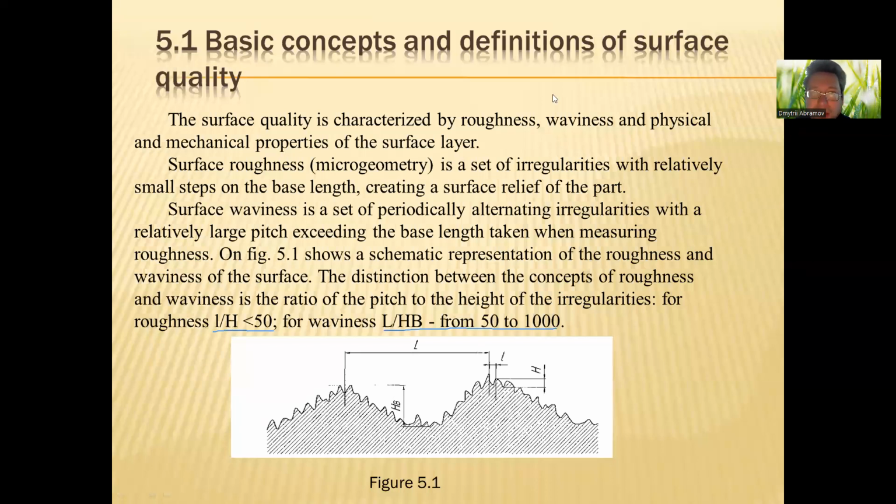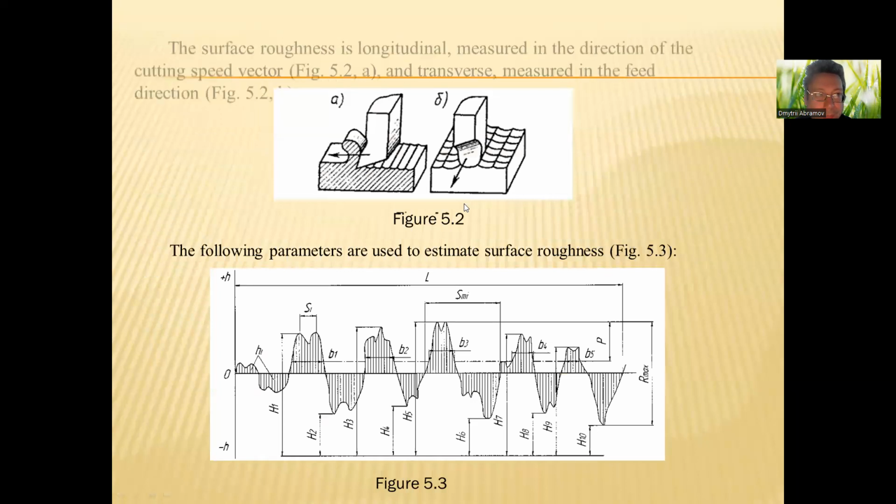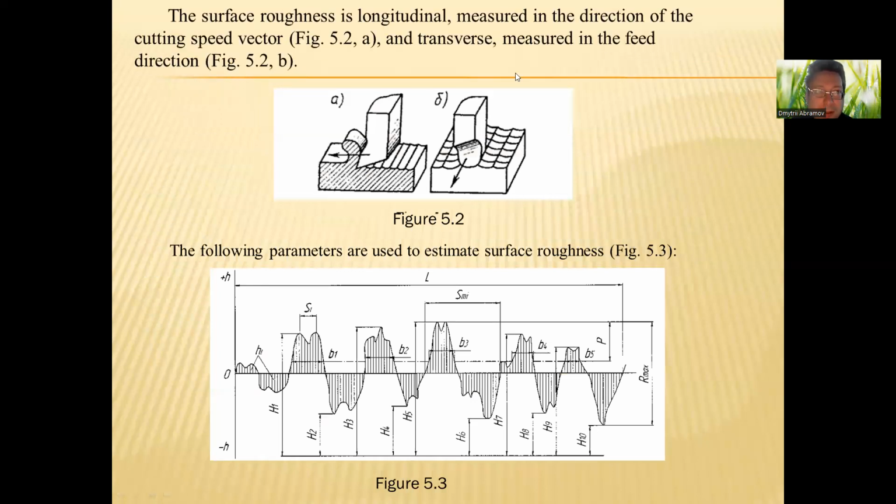And now we continue. The surface roughness is longitudinal, measured in the direction of the cutting speed vector, like in figure 5.2a, and transverse, measured in the feed direction, figure 5.2b.